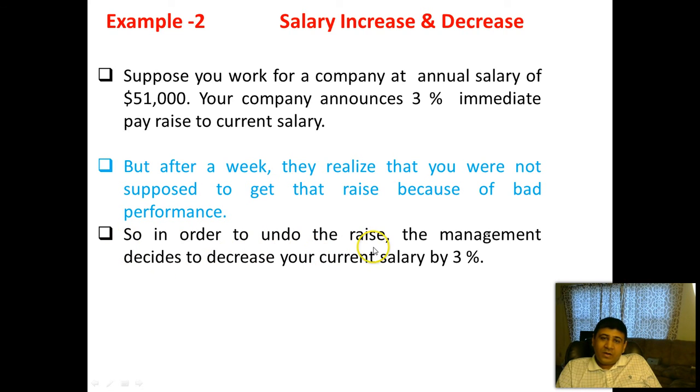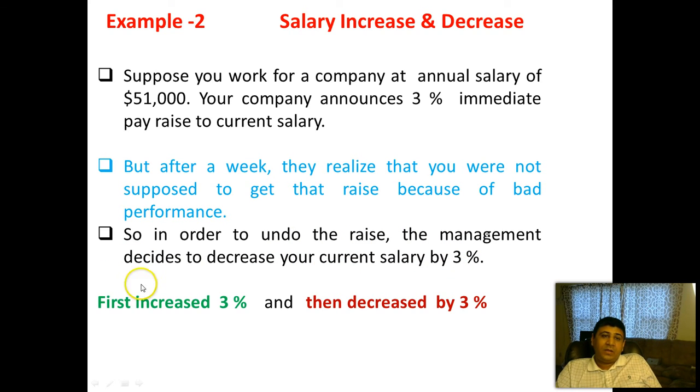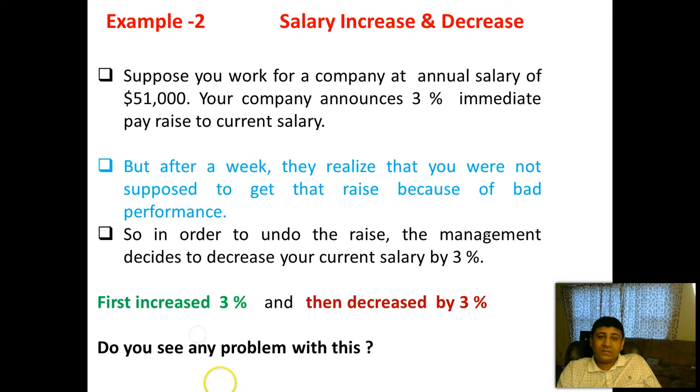So in order to undo the raise, the management decides to decrease your current salary by 3%. So this is what happened. First they increased the salary by 3%, and then they decreased it by 3%. Okay, seems fair. They gave me 3% of my current salary, and then they took away 3% from my current salary since I didn't deserve it. Now, did something wrong happen here? Do you see anything wrong with this deal? You will see it in the next slide.